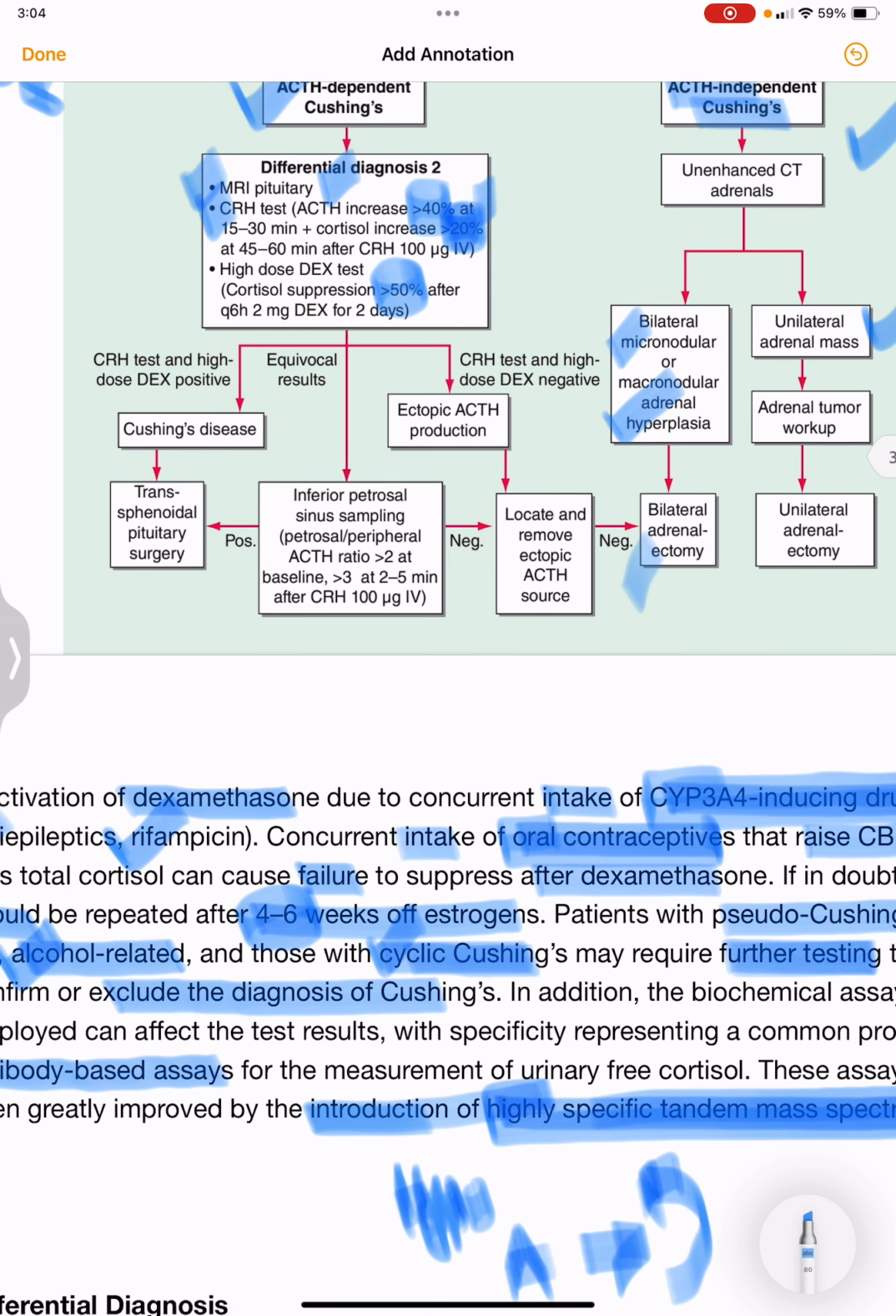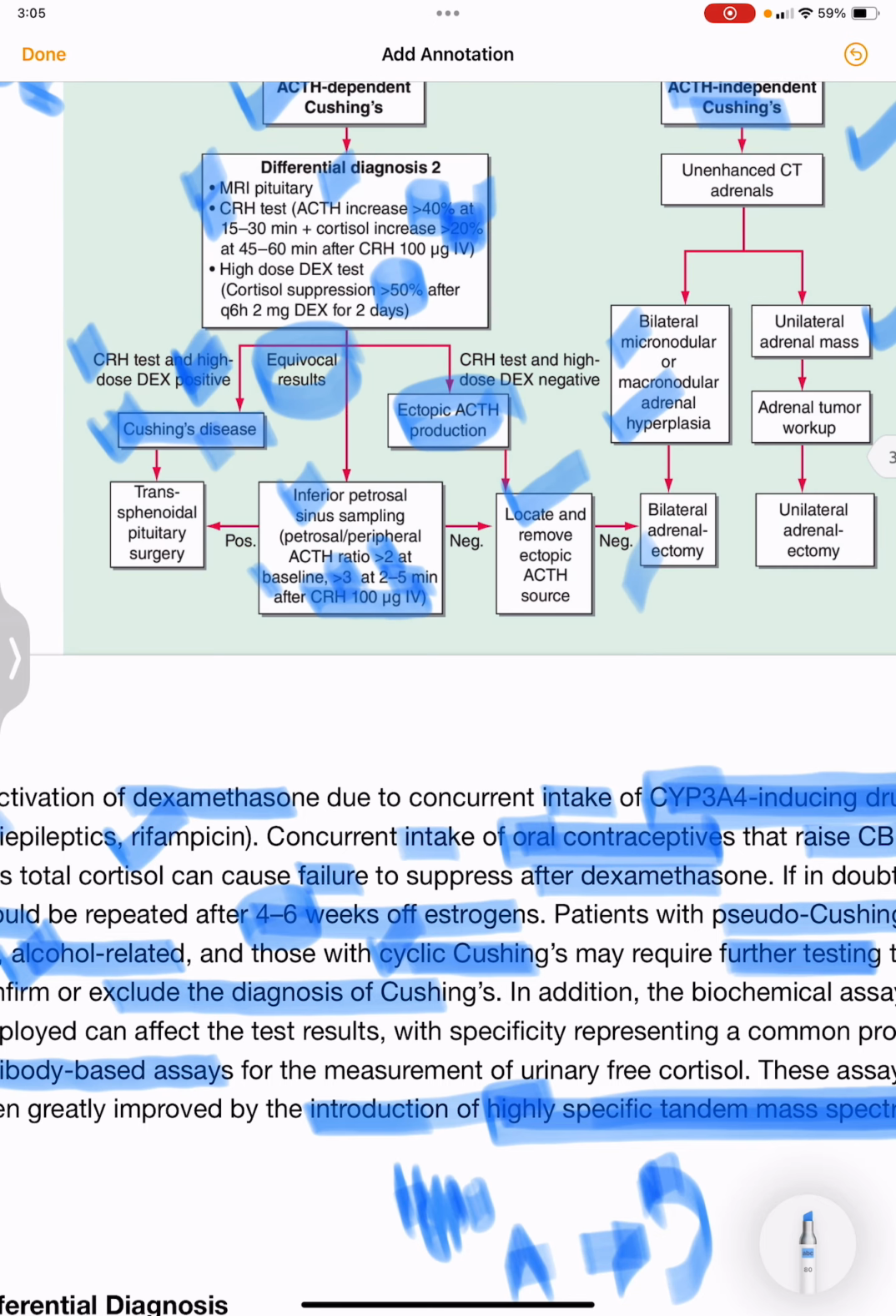If this CRH test and high dose dexamethasone are positive, it tells us that it is Cushing's disease, that is, there is a tumor in the pituitary. If these are negative, then we can trace it to ectopic ACTH production. If there are equivocal results, then inferior petrosal sinus sampling has to be done, wherein we check the ACTH ratio in the petrosal and peripheral veins: petrosal to peripheral ACTH ratio greater than 2 at baseline and greater than 3 at 2 to 5 minutes after CRH, 100 micrograms IV.